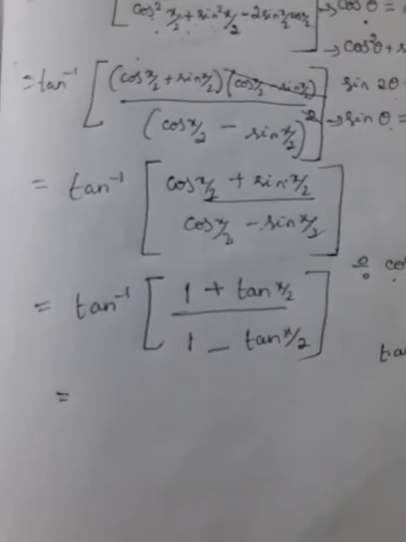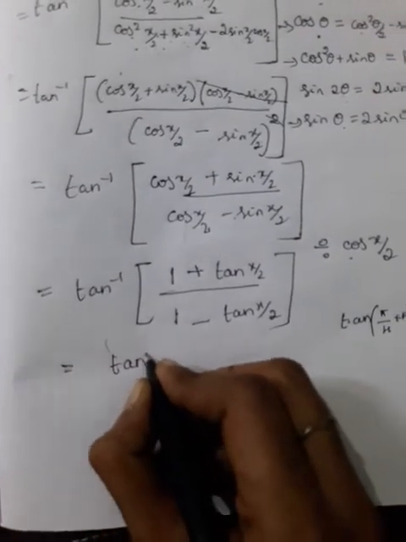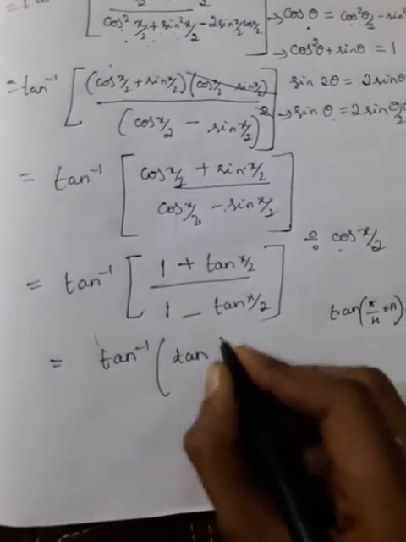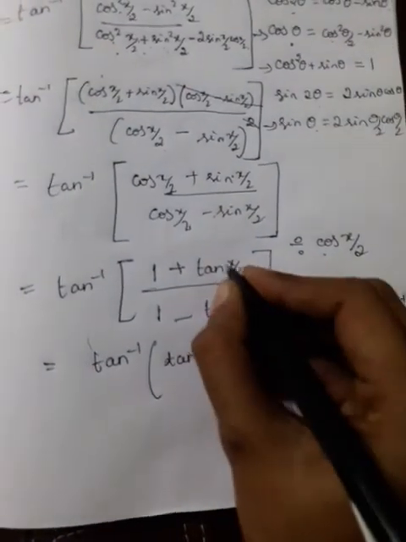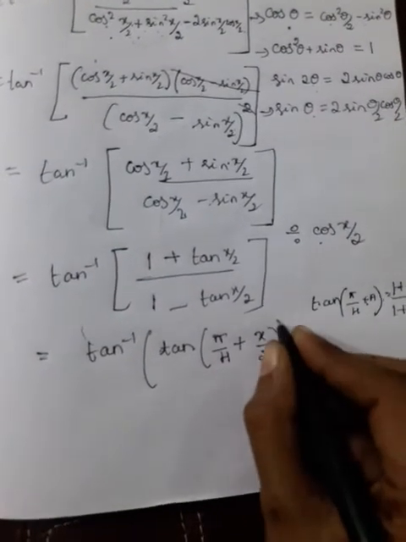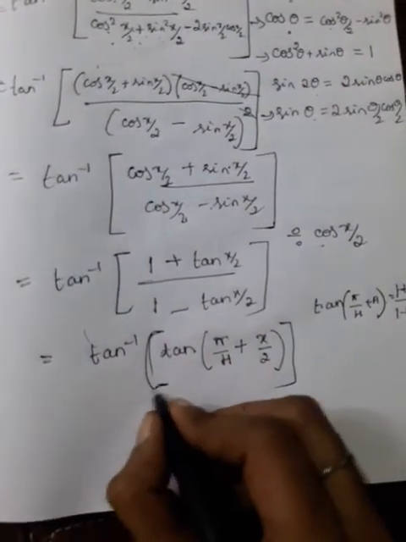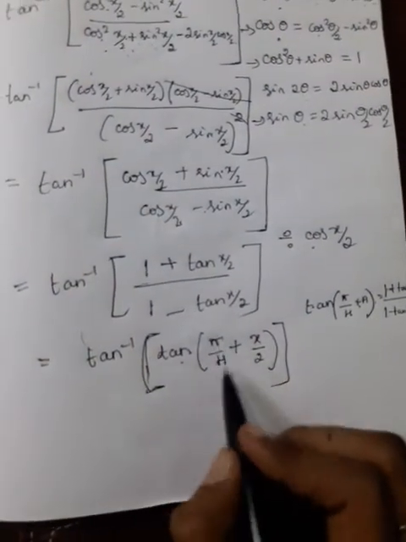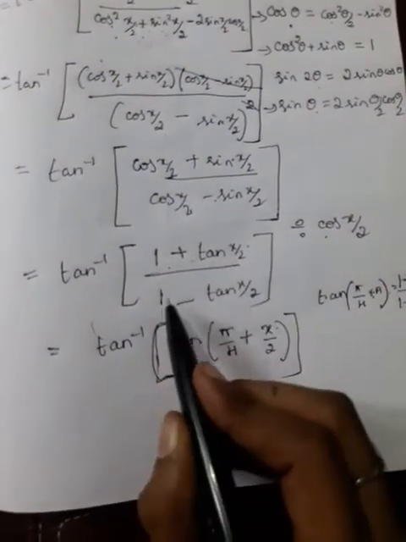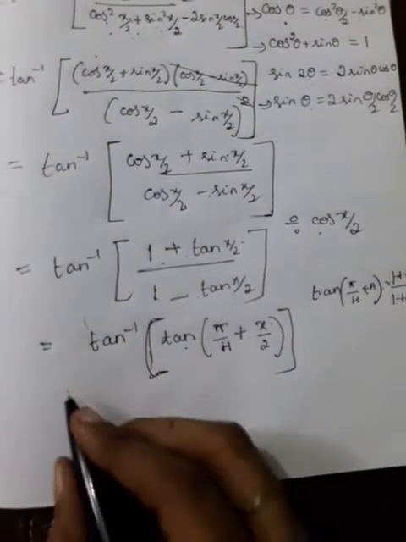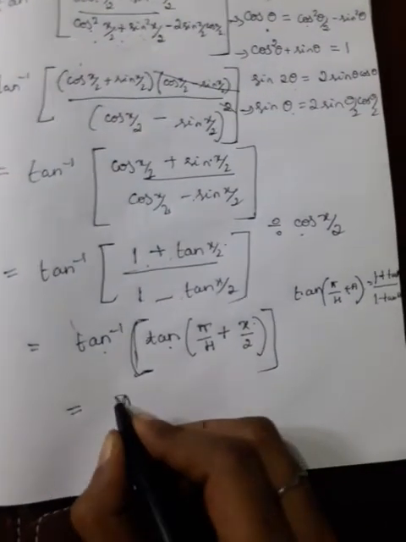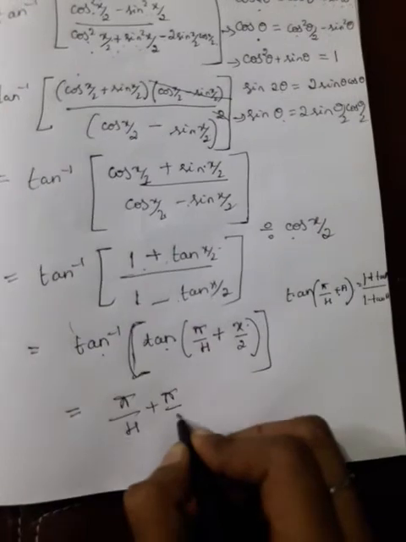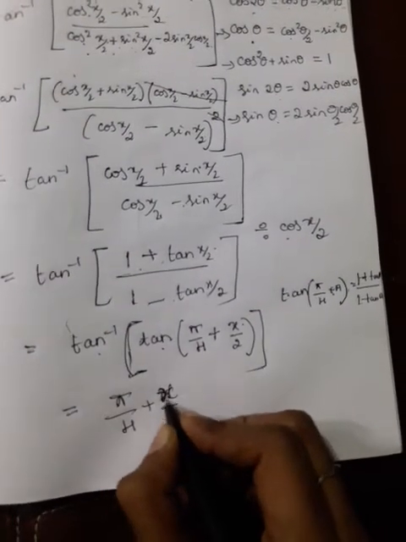Instead of a, here x by 2 is there, therefore this becomes tan inverse of tan of pi by 4 plus x by 2. Understood? Tan of pi by 4 plus a is equal to 1 plus tan a divided by 1 minus tan a. Instead of a, here x by 2 is there. Again, tan inverse of tan of something is equal to that something only.